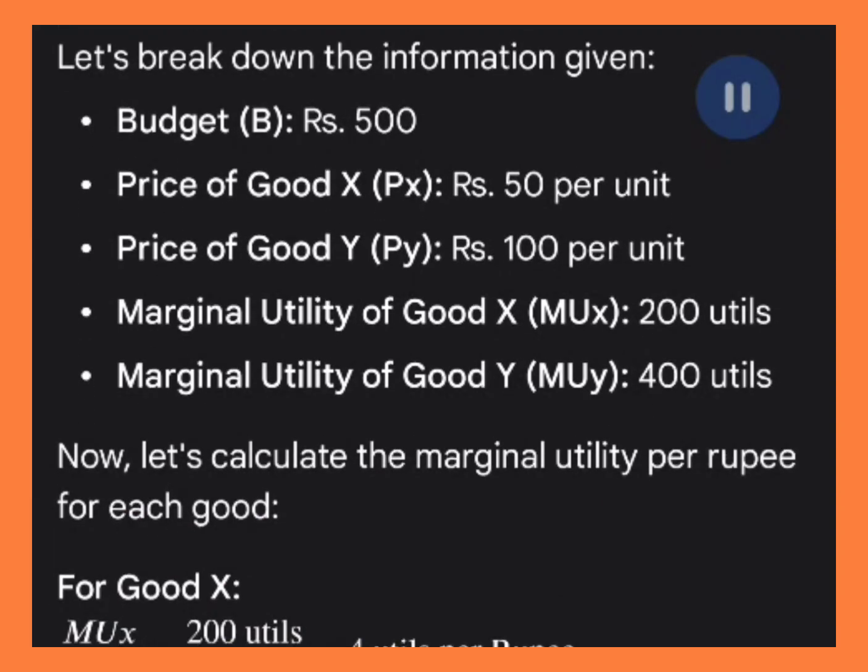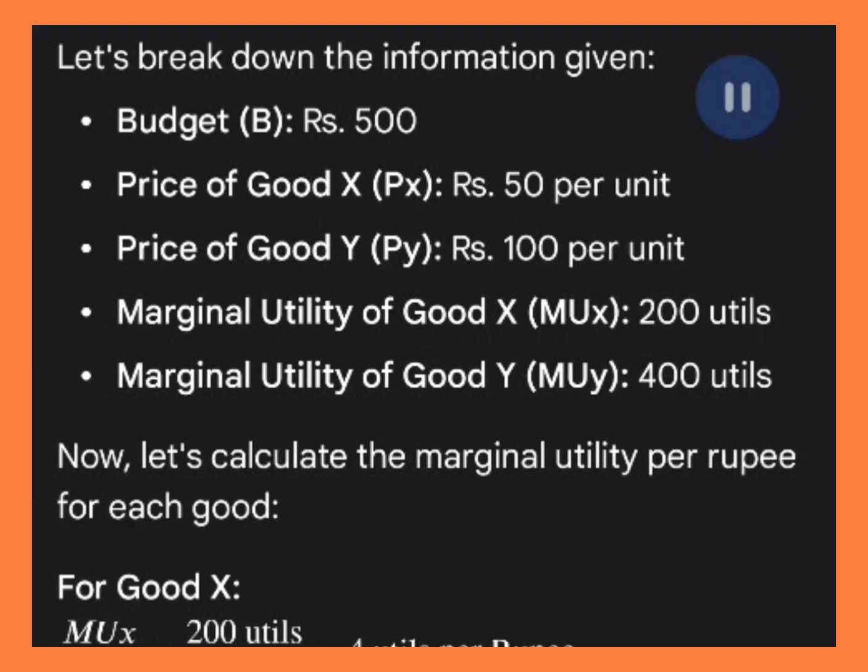Budget B: 500 rupees. Price of good X, PX: 50 rupees per unit. Price of good Y, PY: 100 rupees per unit. Marginal utility of good X, MUX: 200 utils. Marginal utility of good Y, MUY: 400 utils.